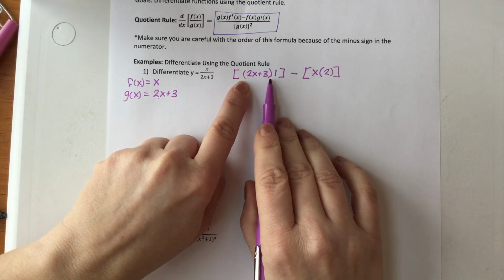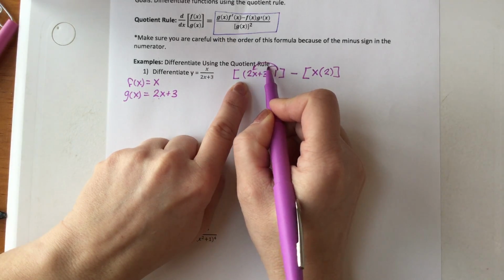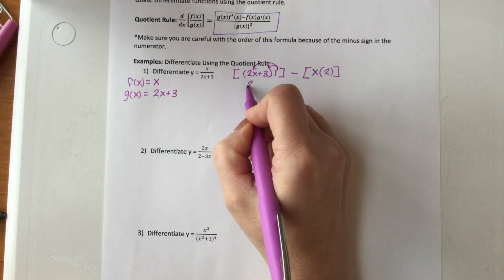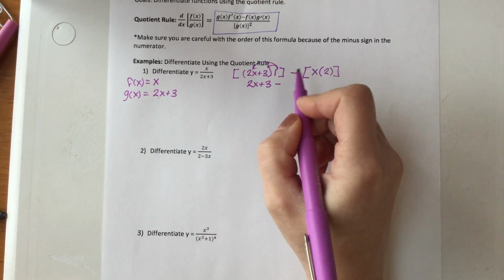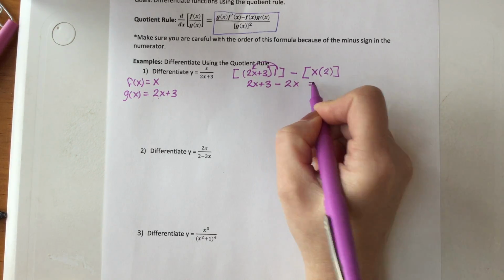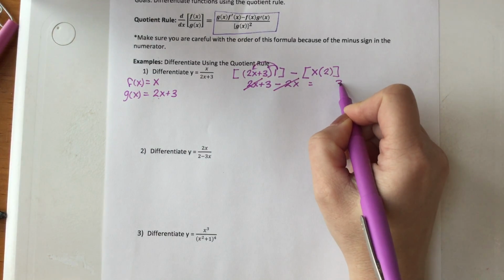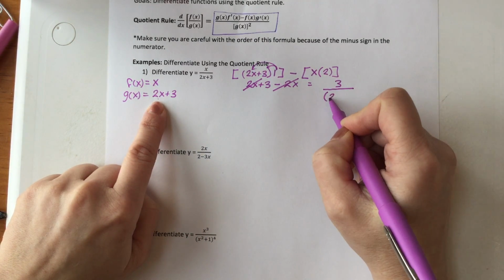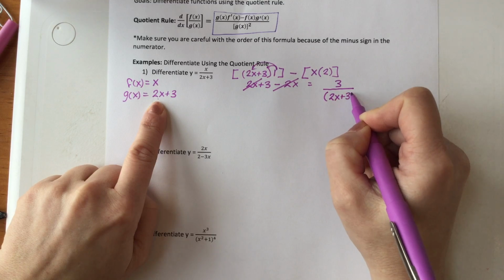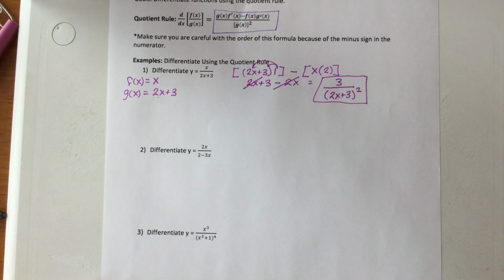Again, I'm only working on the top at this point. I can go ahead and simplify this. If I multiply by 1, it won't change anything. This is 2x plus 3 minus x times 2, which is 2x. Now, when I simplify the top, positive 2x cancels a negative 2x, so the top is a 3. The bottom is whatever the original bottom was, 2x plus 3 quantity squared. There is your derivative. Okay, so that is the quotient rule.